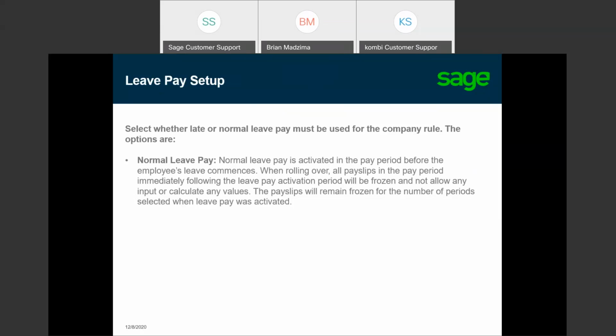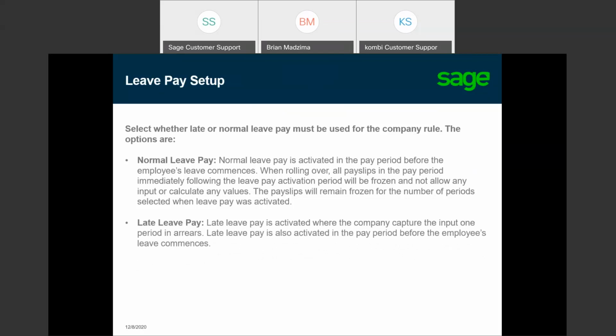So if we have a look at the example that we had previously, it means that normal leave pay would be activated in the week ending the 14th of December, and the 3 leave pay periods following that period will have frozen payslips as per the diagram that we had.